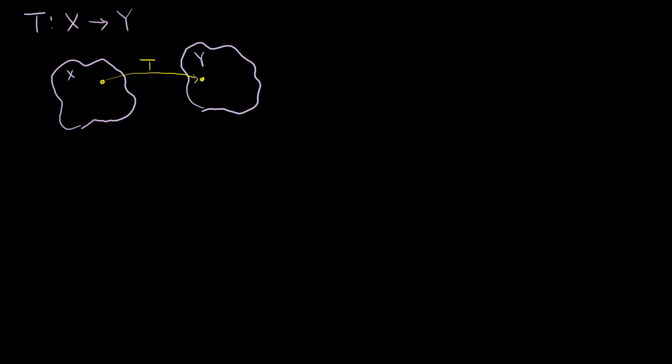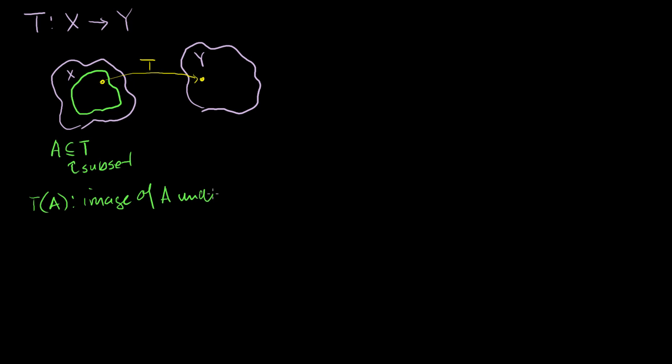Now, if we have some subset of X, let's call it A. So let me draw A like that. This notation right here just means subset. Some subset of X. We've defined the notion of an image of A under T, which is the image of our subset A under T.